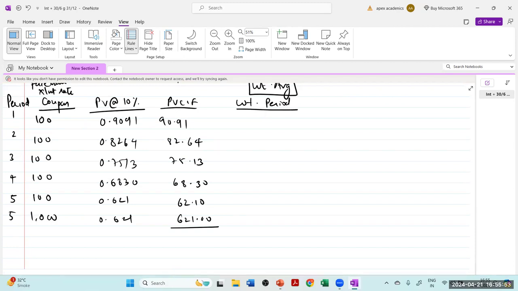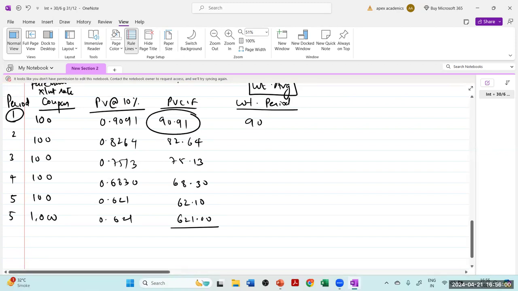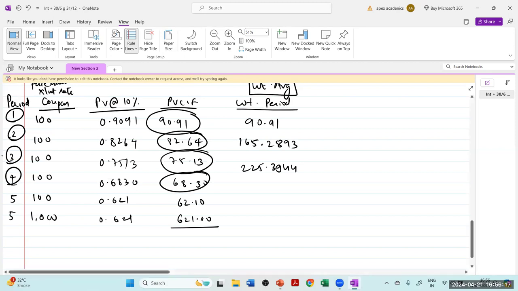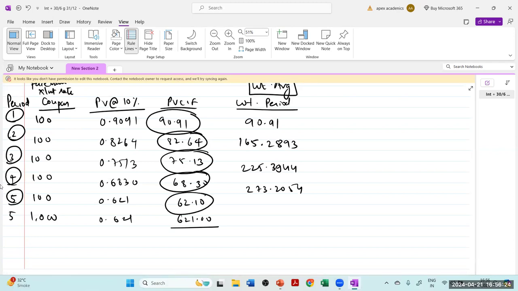How to take that? You will take your present value cash inflow and multiply it by the period. What will you get? 90.91. Now 82.64 is multiplied by 2. What will you get? 165.2893. 75.13 multiplied by 3. What will you get? 225.3. 68.30 multiplied by 4. What will you get? 62.10 multiplied by 5. What will you get?